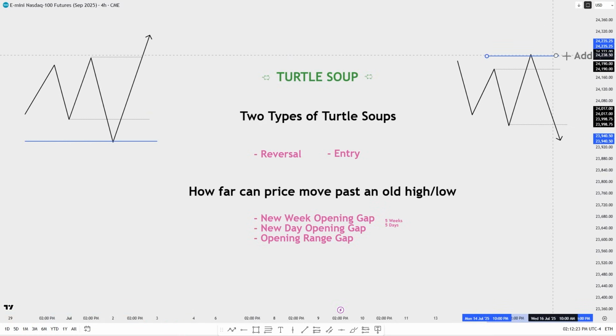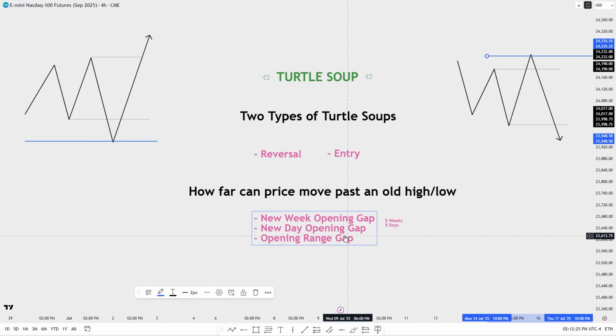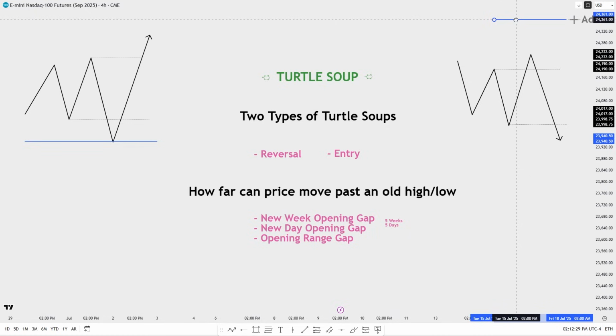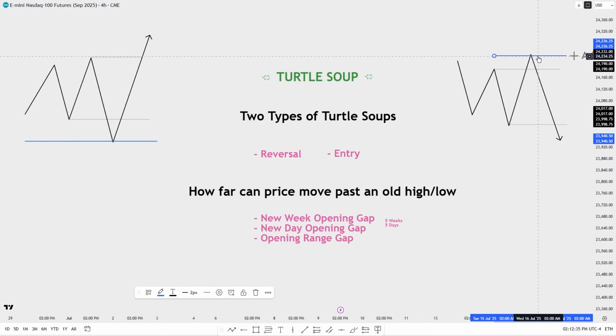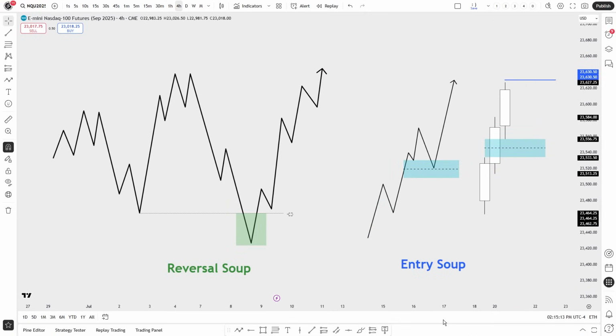Similarly, in this example, price can go past an old high into one of these three levels. Now, if it's like 100 points beyond there, it's not going to go there. But if it's hovering right beyond that level, this is a key level that I will use. I'll wait for price to return to that area, and then that could be the catalyst to send price the other direction. So now what's the difference between a reversal turtle soup and an entry turtle soup?